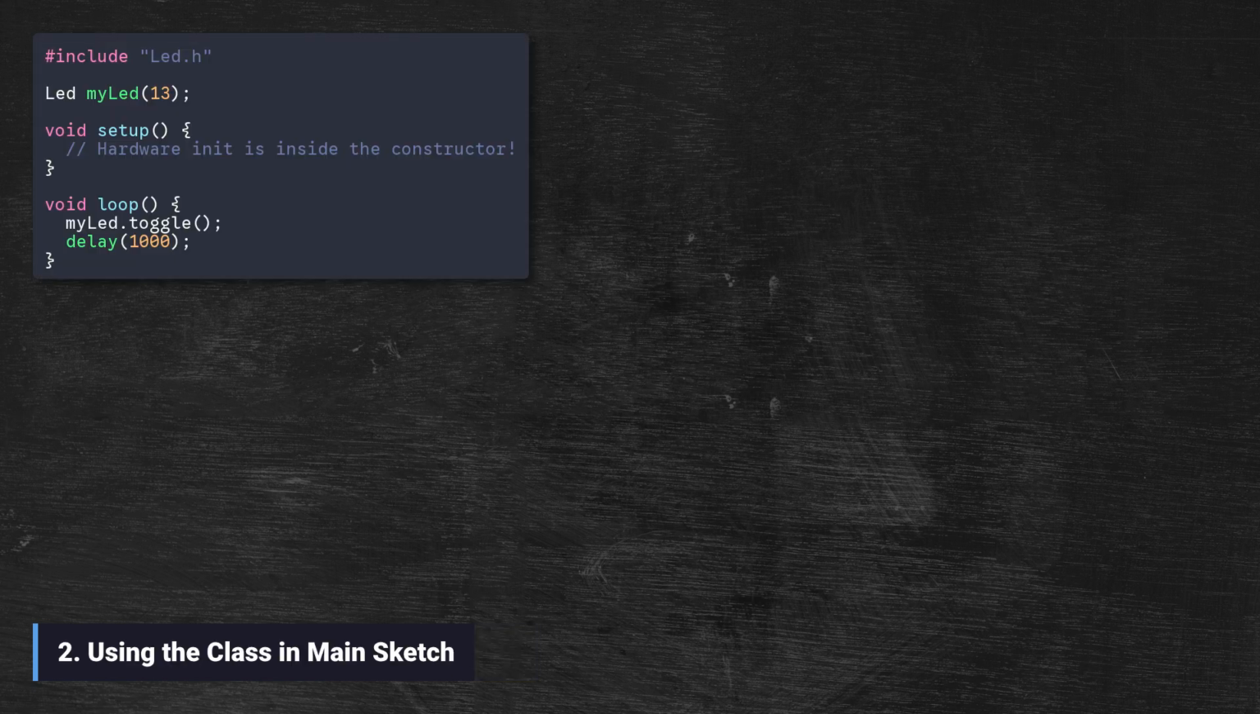To use our organized class in the main sketch, we simply include lead.h at the top. This tells the compiler about the lead class. From there, we use it exactly like we did before. Notice how clean our main file remains, no bulky class definitions getting in the way.